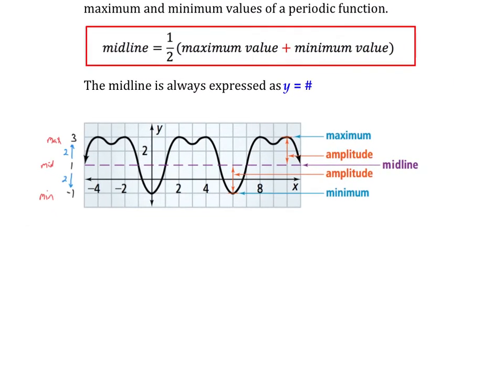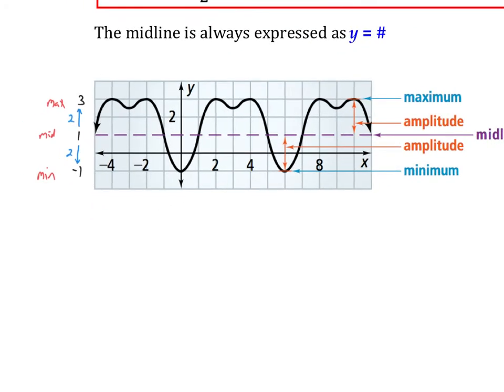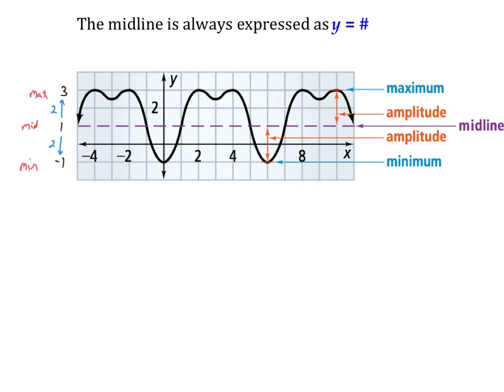Okay, so your midline cuts through the middle of a function. Your maximum is the high point, minimum is the low point. Amplitude is that distance between. Amplitude will always be a positive number because we are talking about distance between two quantities. You'll never have a negative amplitude.